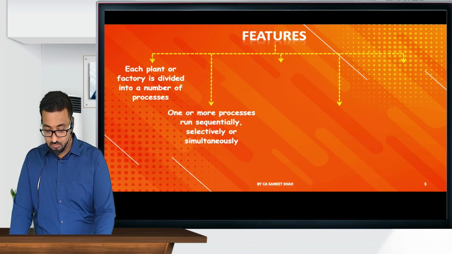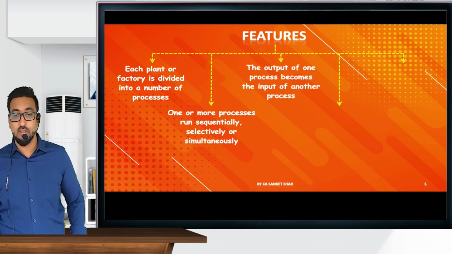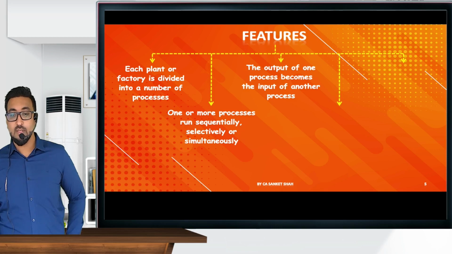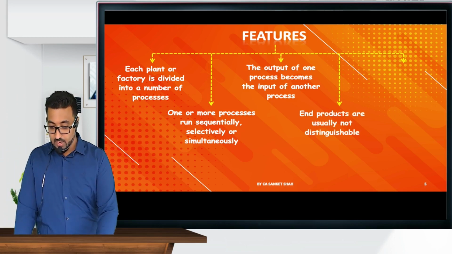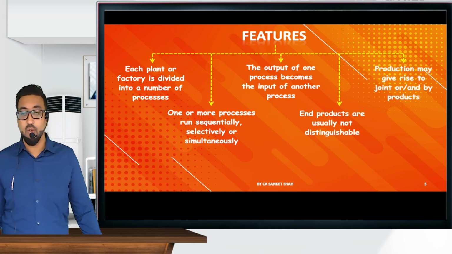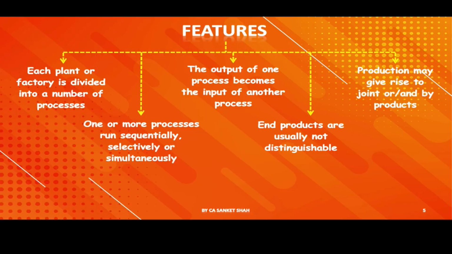Features. Each plant or factory is divided in number of processes. One or more processes run sequentially, selectively, or simultaneously. The output of one process becomes the input of another process. End products are usually not distinguishable, and production may give rise to joint or any byproduct. So write down features. 4 marks के लिए question आ सकते.